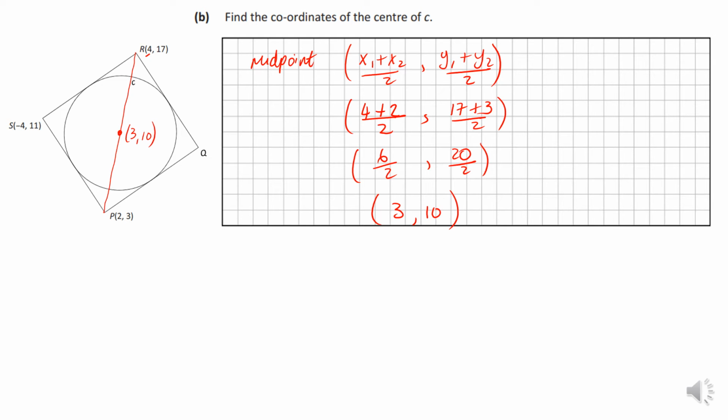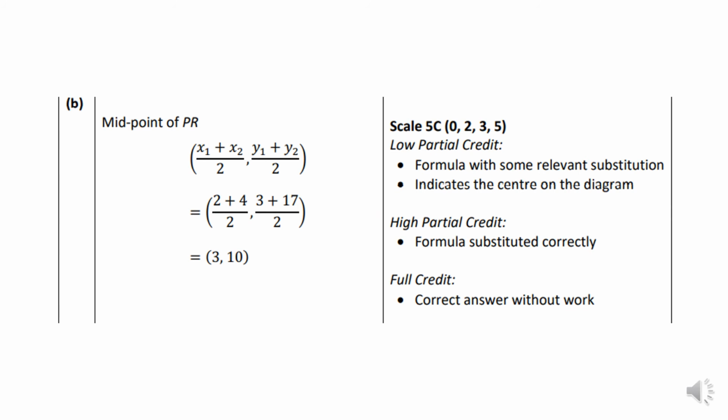Let's look at the marking scheme. Okay, we got the right answer. We used the midpoint formula, and yes, they use PR as well, but equally you could use SQ. Alright, again 5 marks going for that. Low partial credit, so 2 out of 5 if you wrote down the formula with some substitution, or if you indicated the center on the diagram. So that would be to draw the lines and how we would plan to find it. Okay, so don't be afraid to draw on your diagrams. High partial credit, 3 out of 5 if you use the formula and put in the numbers correctly.